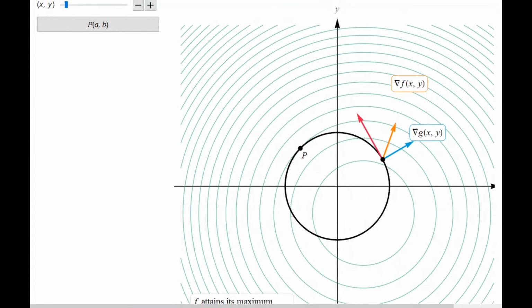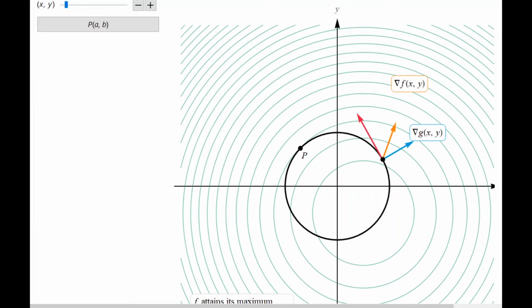The mental image that you could take here is by looking at this graph. The green circles there are the level curves of f. And that black curve there is the constraint curve, g(x, y) = 0.